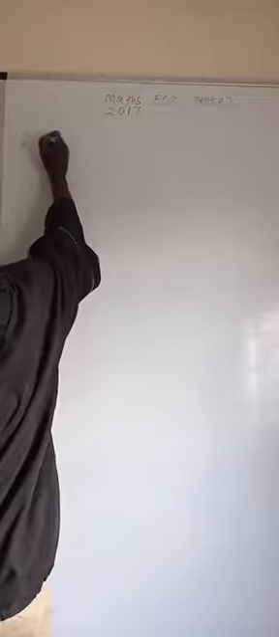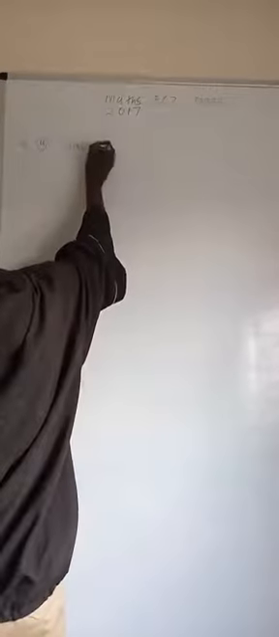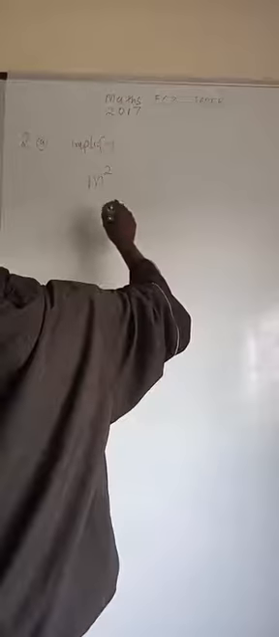This is interesting. This is a 2017 past paper. So this is question two. What is question two saying? Question 2A was saying simplify. That's how it was written. Simplify M squared minus 1 over M squared minus M. So it was saying simplify this. This is what the question was saying.